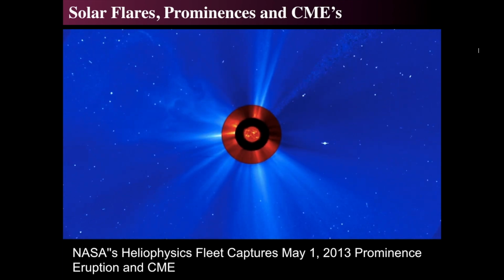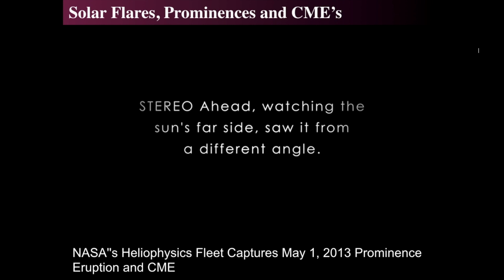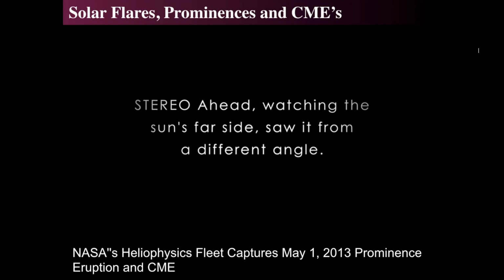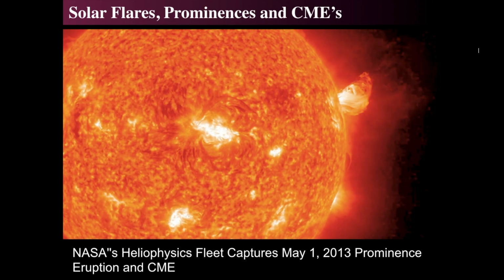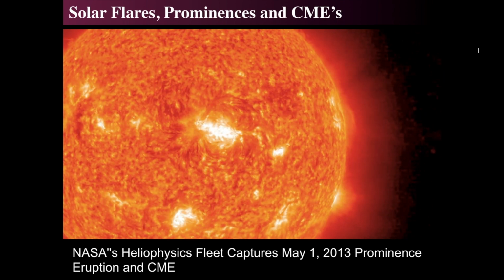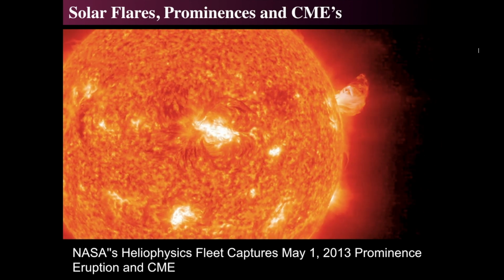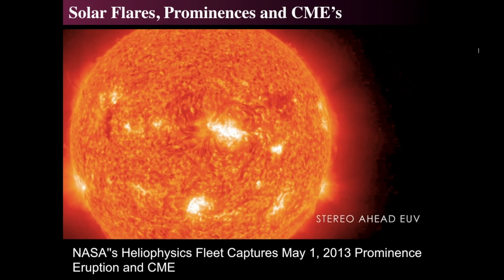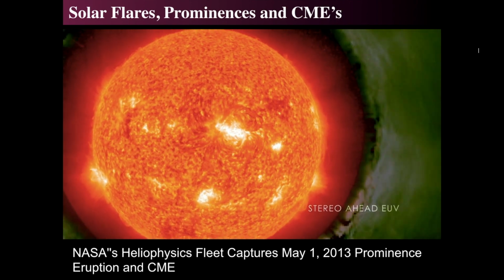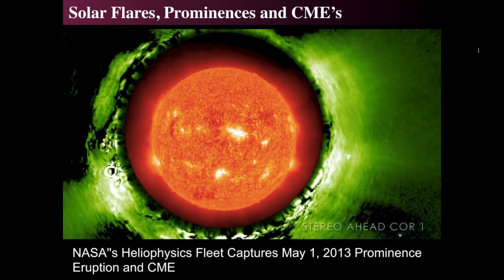And that's hundreds of billions of tons of material. The other STEREO spacecraft is trailing the Earth in an orbit, so it gets a different vantage point, about a quarter of the way around the sun. And we can see the coronal mass ejection from a different vantage point as it trails the Earth about a quarter of the way around. And we're looking at the extreme ultraviolet. And now we go to the green view, which is another view by STEREO.